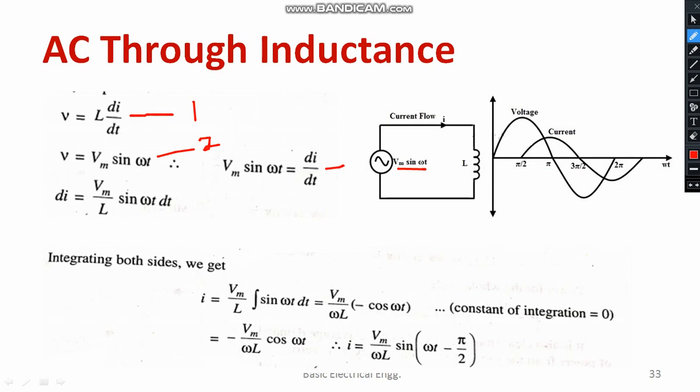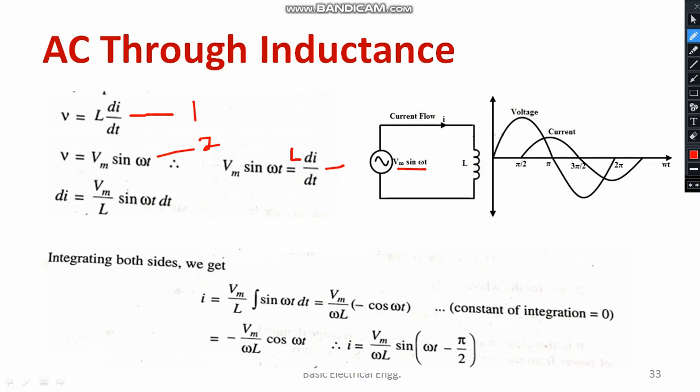Is it clear or not? Vm sin omega t is equal to L into di by dt. Here L is missing, so please update with this value. From this, you can calculate di. How to separate di? So di can be written as Vm by L.